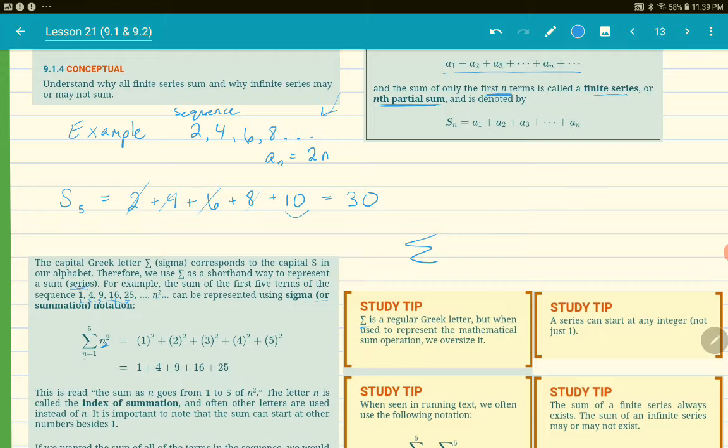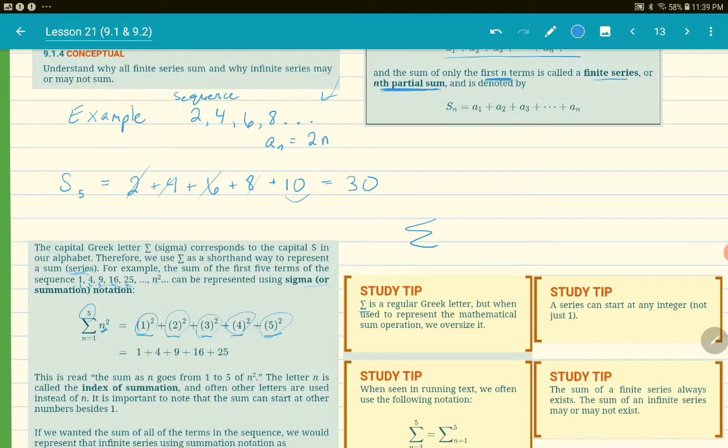If I have n going from 1 to 5, I have 5 spaces to fill. And in each one of those spaces, I have n squared. So when n equals 1, we have 1 squared. When n equals 2, we have 2 squared. When n equals 3, we have 3 squared. When n equals 4, we have 4 squared. When n equals 5, we have 5 squared. And when n equals 6, we're already done because we stopped at 5. So this is read as the sum as n goes from 1 to 5 of n squared.